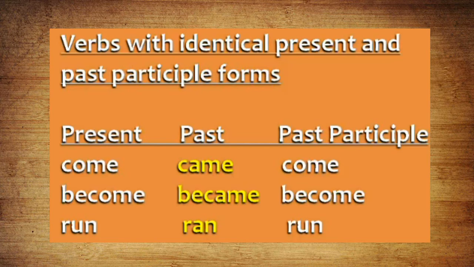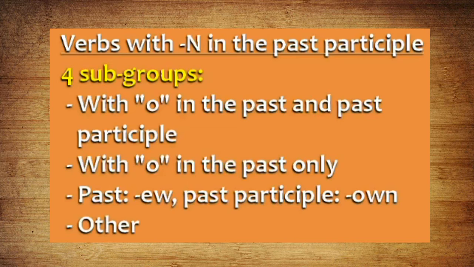The only different form is the past. Come, came, come. Become, became, become. Run, ran, run. A number of irregular verbs have N in the past participle.